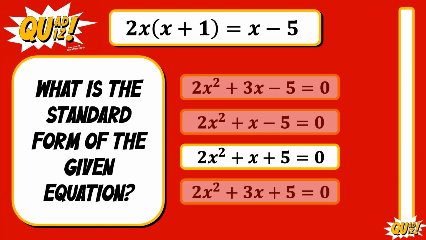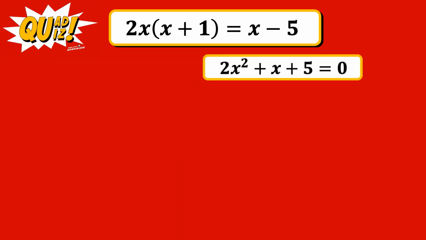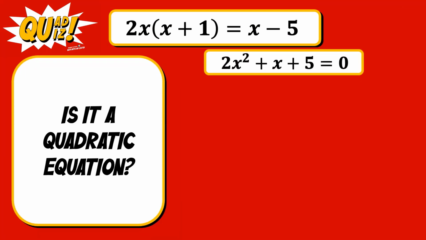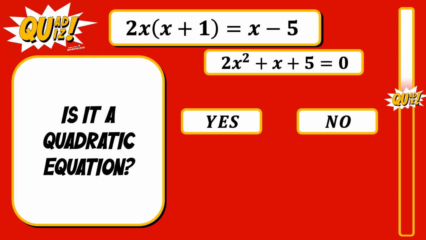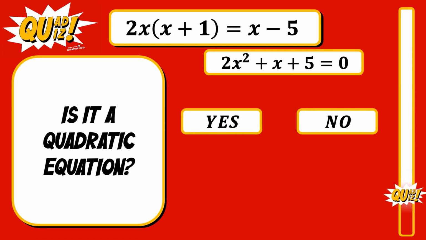Time is up. The answer is 2x squared plus x plus 5 equals 0. Next, is it a quadratic equation? Yes or no? The answer is yes.